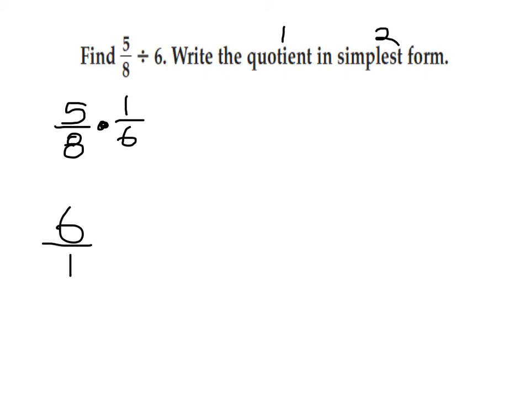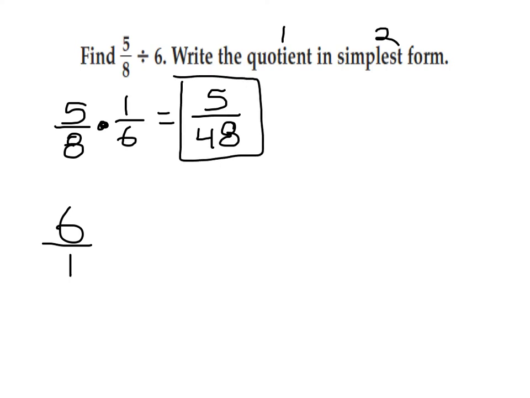Then I notice that, of course, I don't have a GCF. 5 and 6 don't have anything in common, and 1 and 8. So that means I've got to go ahead and multiply. 5 times 1 is 5. 8 times 6 is 48. 5 and 48 do not have a GCF. So our division problem is in simplest form.